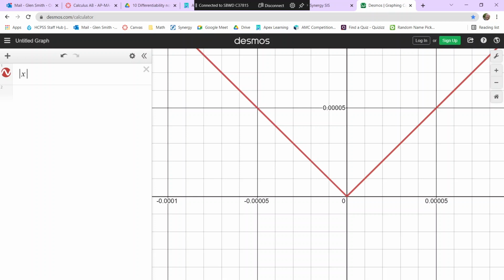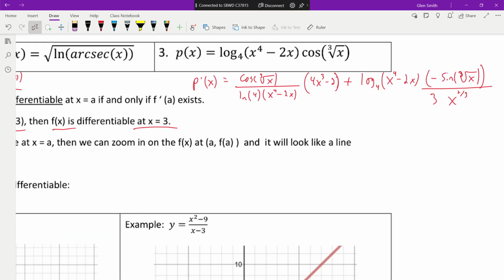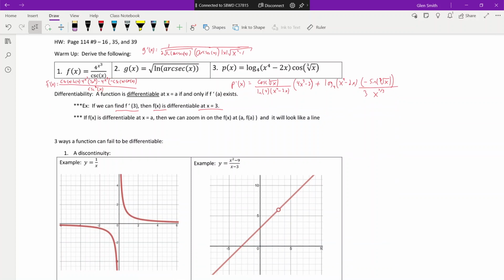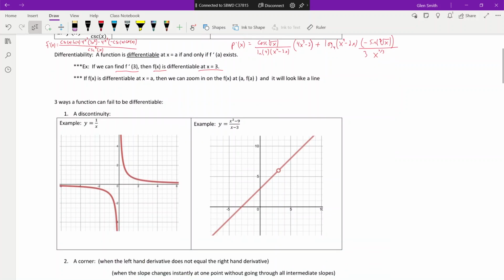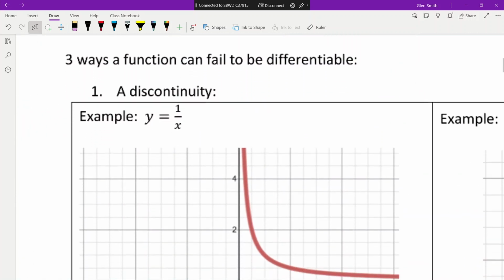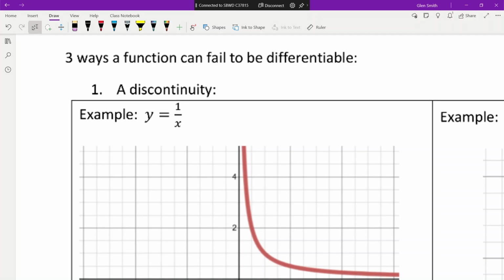Now, there are 3 ways a function will fail to be differentiable. We just looked at one. Another one, super easy to tell, is if there's a discontinuity. If a function has a discontinuity, then it cannot be differentiable.